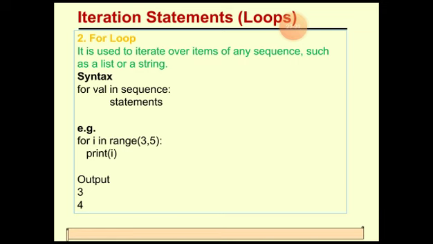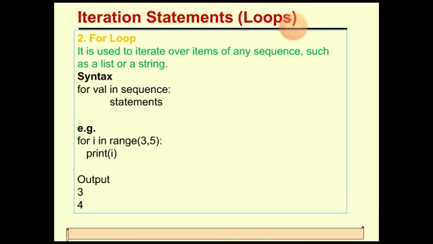Now, the for loop. This for loop is used to iterate over items of any sequence, such as a list or a string. We have seen the while loop, and the structure of the while loop was different from the for loop. In the case of the while loop, we had a condition, and that condition was checked every time at the beginning of the loop. If the condition was false, then the loop exited. If the condition was true, then the loop continued to execute.